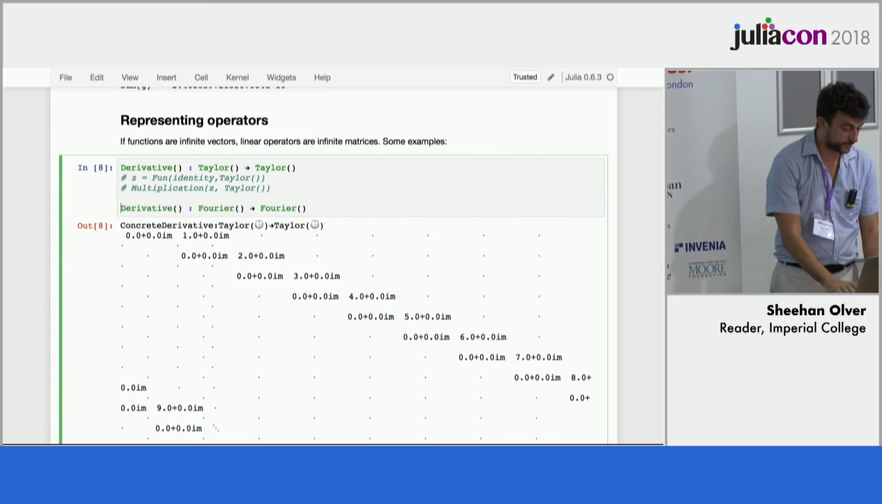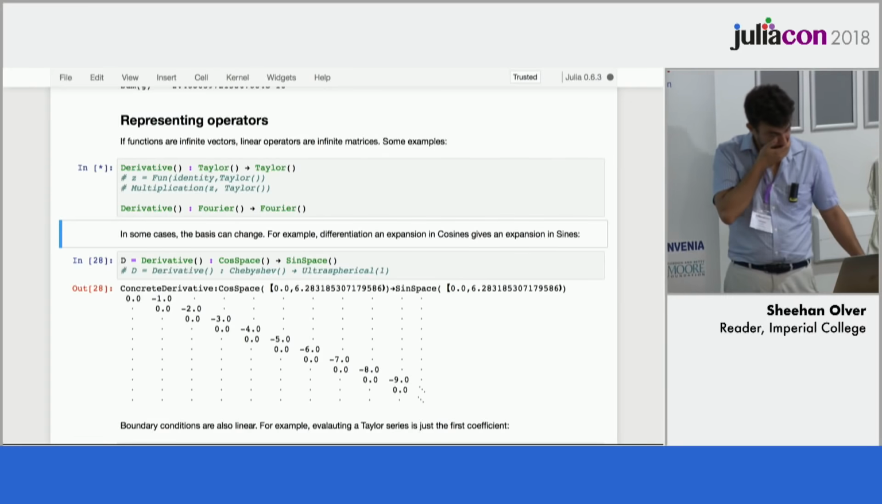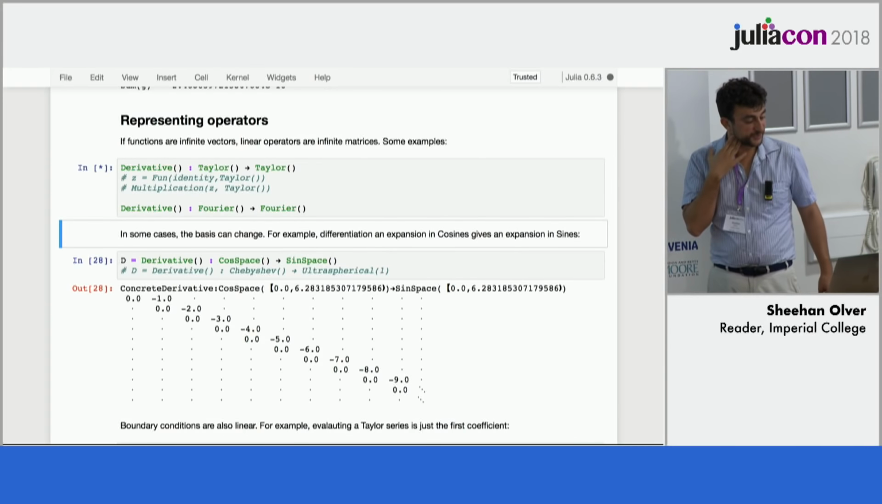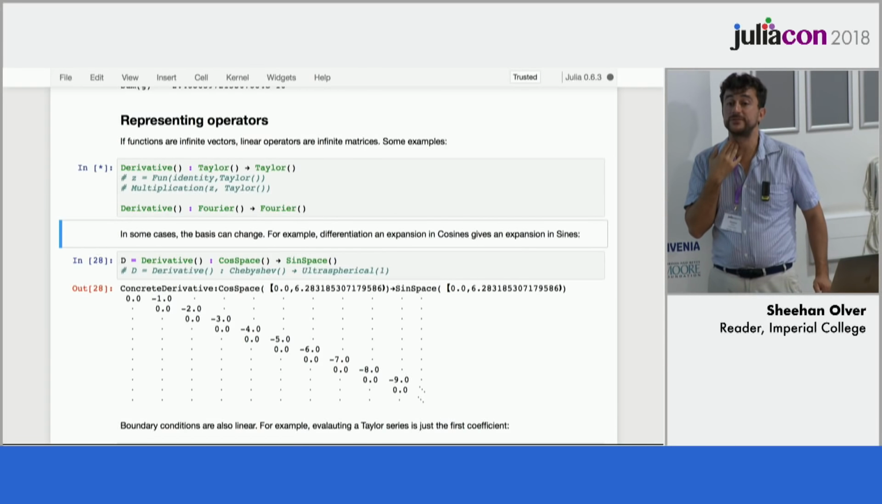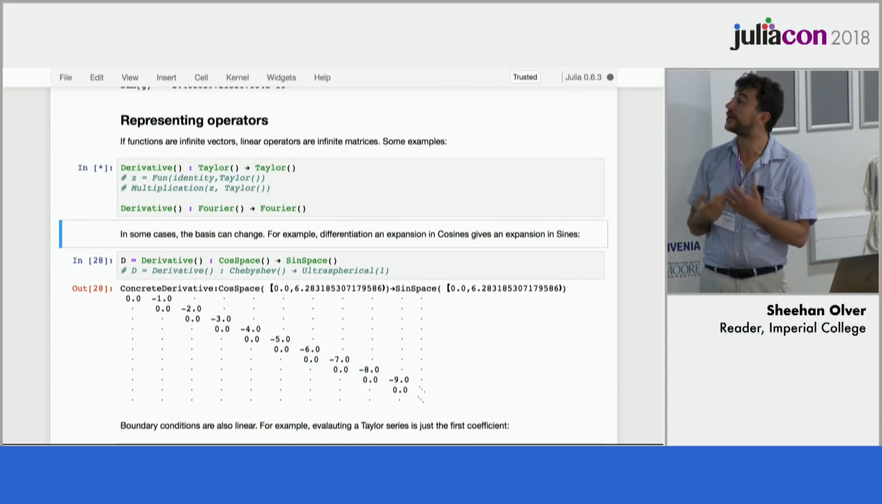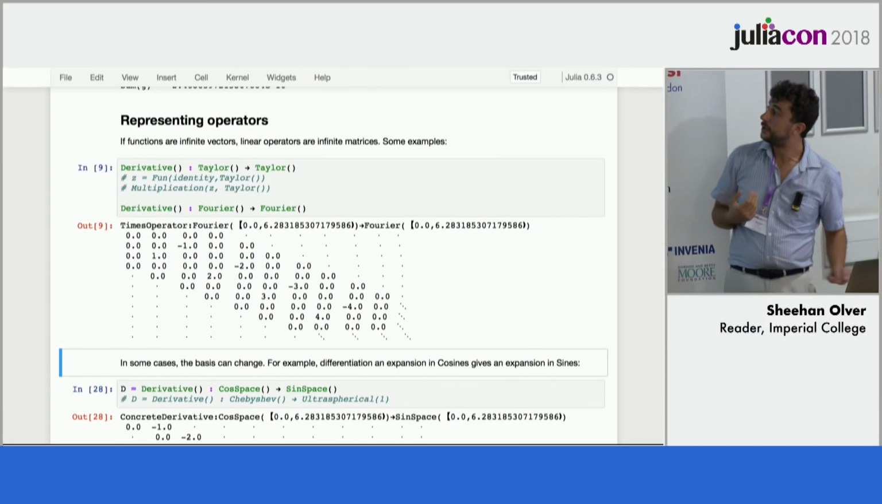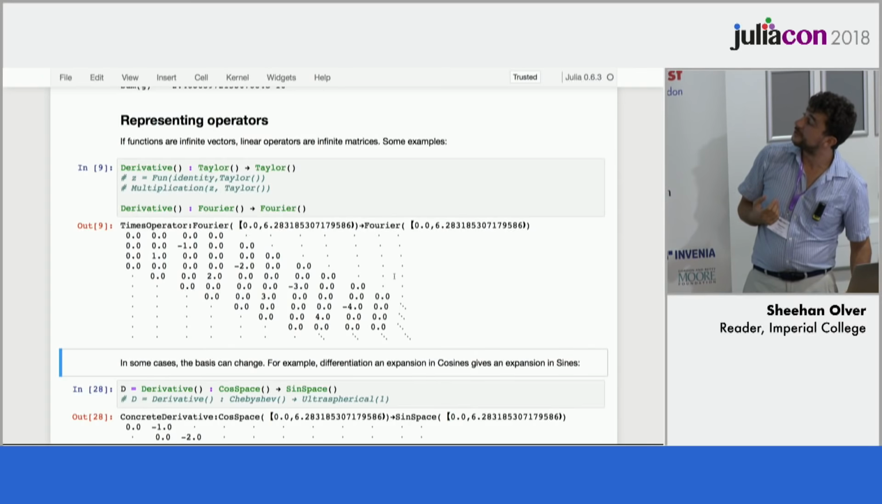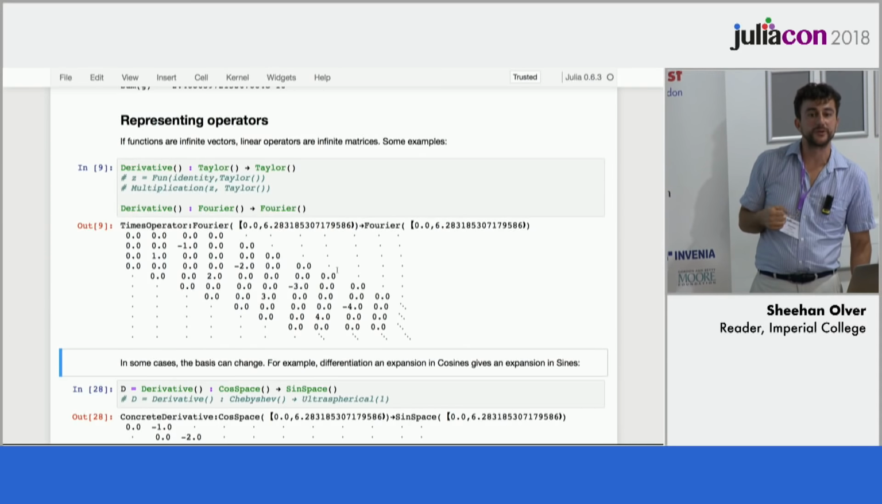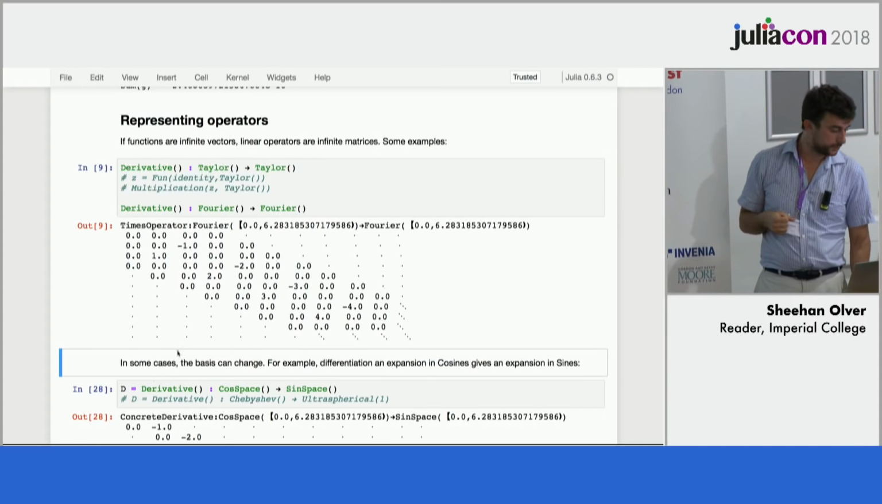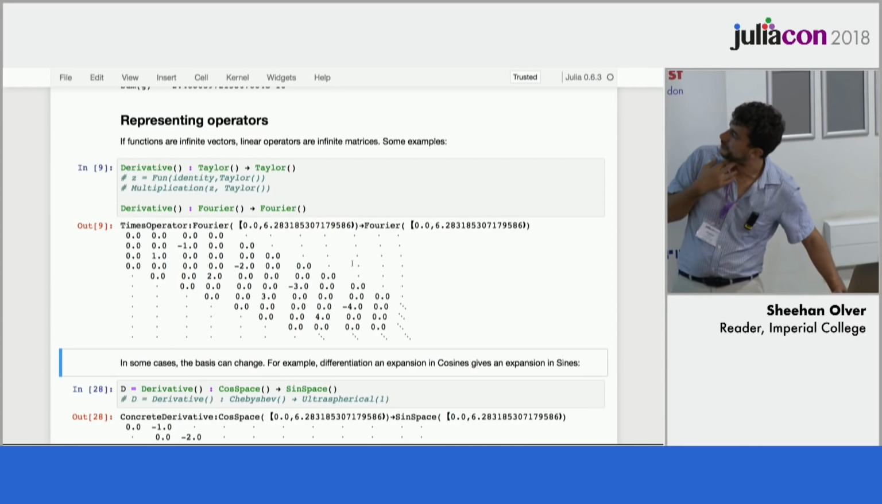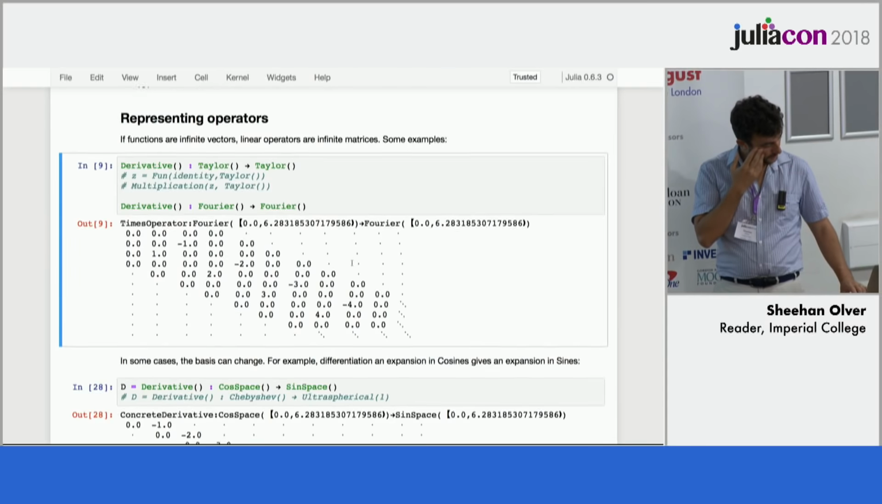Or for Fourier, the derivative is something else. This is all represented in ApproxFun by these lazy data structures that know how to populate themselves and also know the structure. So this knows that it's banded, and that's why there's dots and non-zeros there. It doesn't know it's as banded as it actually is, but it knows it's banded at least. Okay.